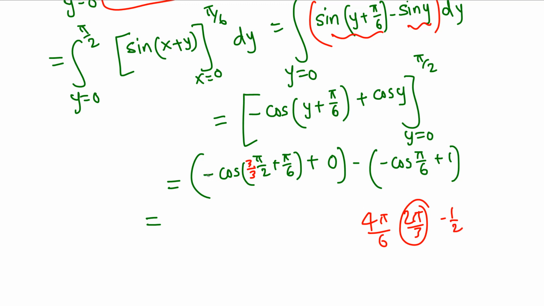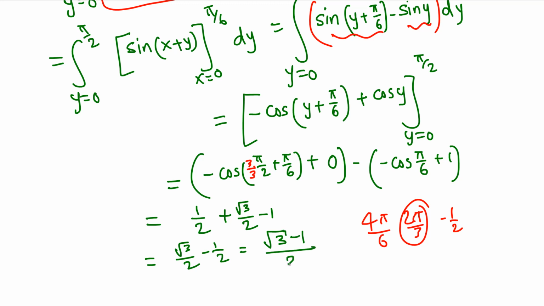Okay, so negative, and from this negative 1/2 is just positive 1/2, plus 0 doesn't count, minus cosine pi over 6, that is root 3 over 2, this negative and minus positive, root 3 over 2 and minus 1. So the final answer is now root 3 over 2, 1/2 minus 1 is negative 1/2, or this is root 3 minus 1 on the top, 2, final.